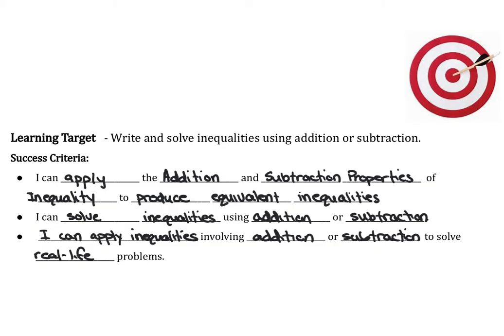Now our learning targets for Lesson 5 are to be able to write and solve inequalities using addition or subtraction, and our success criteria states that I can apply the addition and subtraction properties of inequality to produce equivalent inequalities. I can solve inequalities using addition and/or subtraction. I can apply inequalities involving addition or subtraction to solve real-life problems.